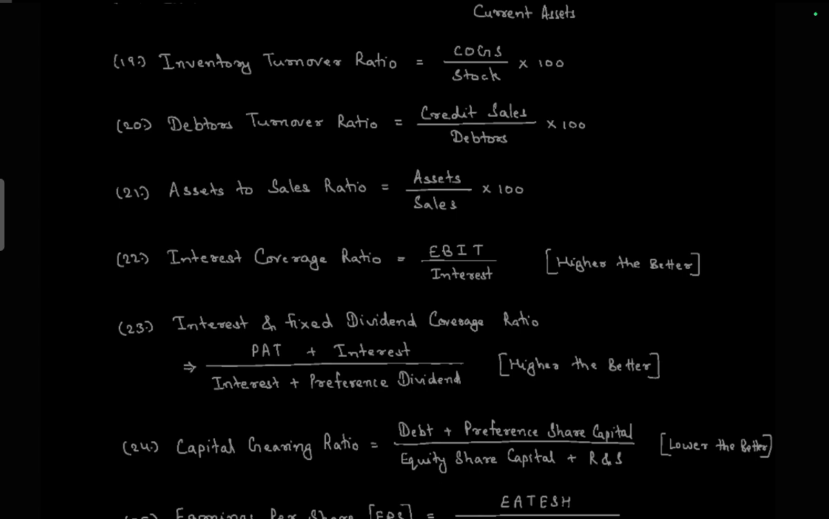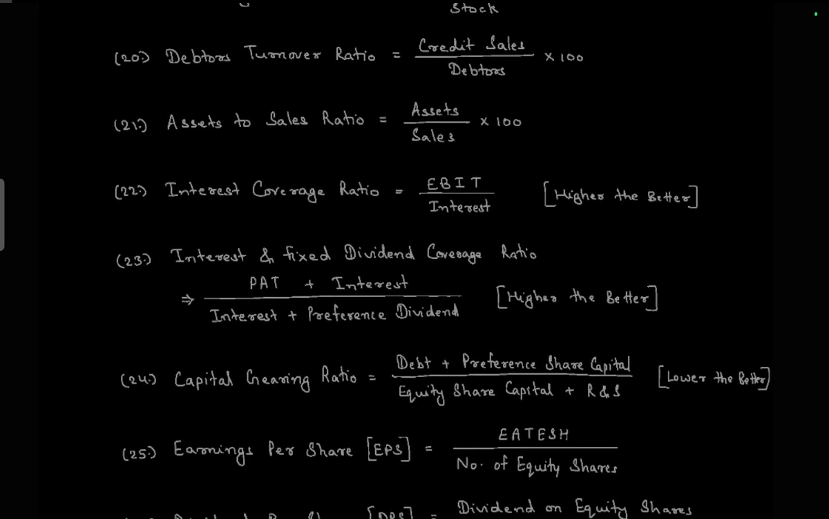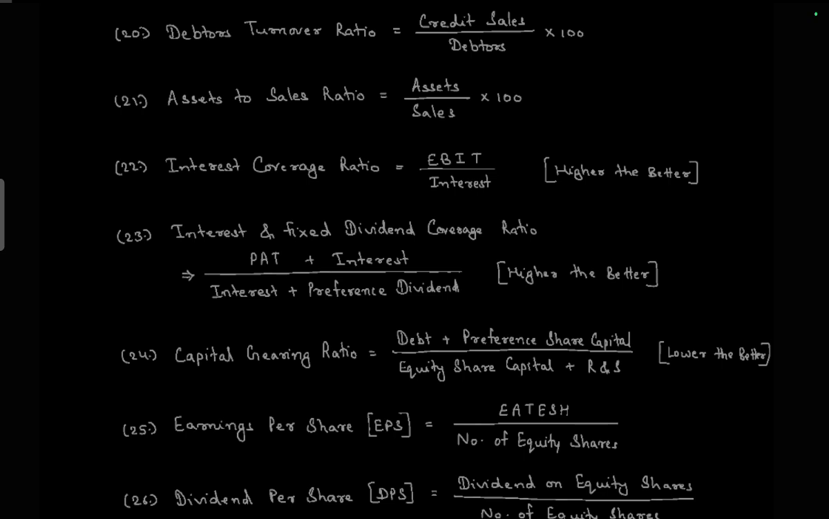Interest coverage is earnings before interest and tax divided by interest. Why are they asking this? Out of the total profit, how many times can I pay the interest? Fixed dividend coverage ratio: profit after tax plus interest divided by interest plus preference dividend. You will see how many times I can pay the interest and the preference dividend. If the company qualifies at 5 times or 2 times, positive, very good. It should not be in decimals; it should be more than one.